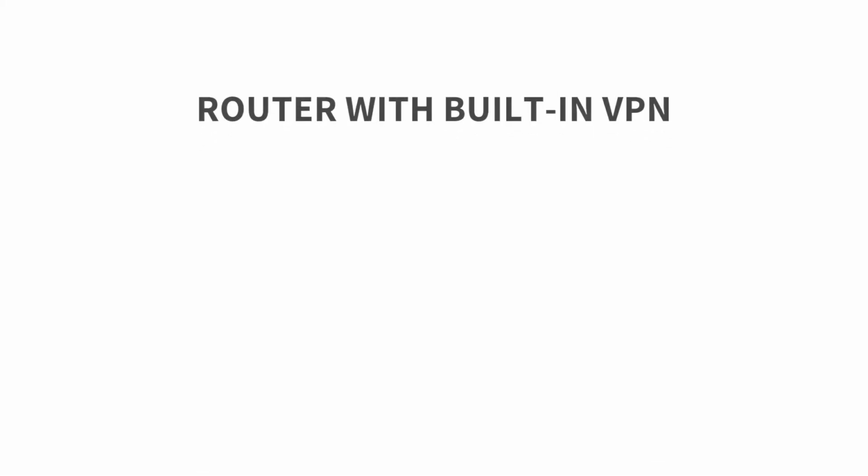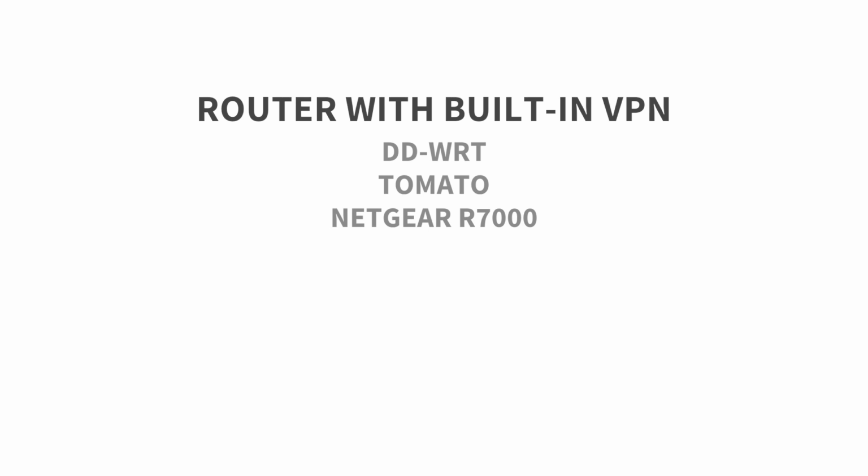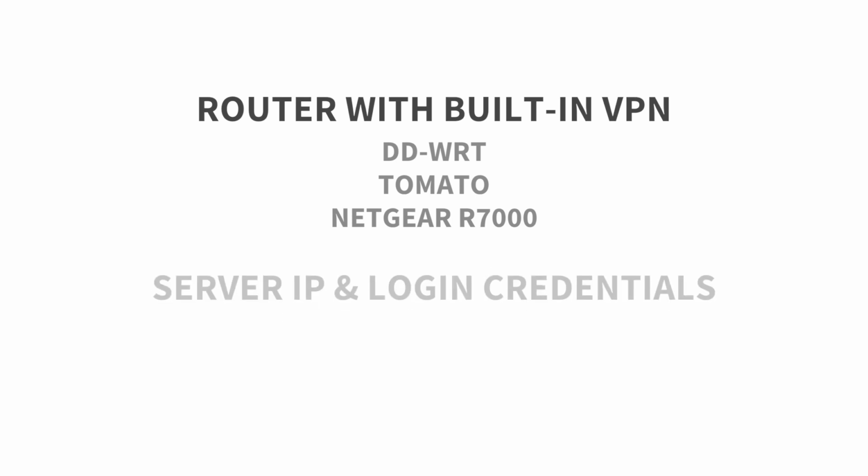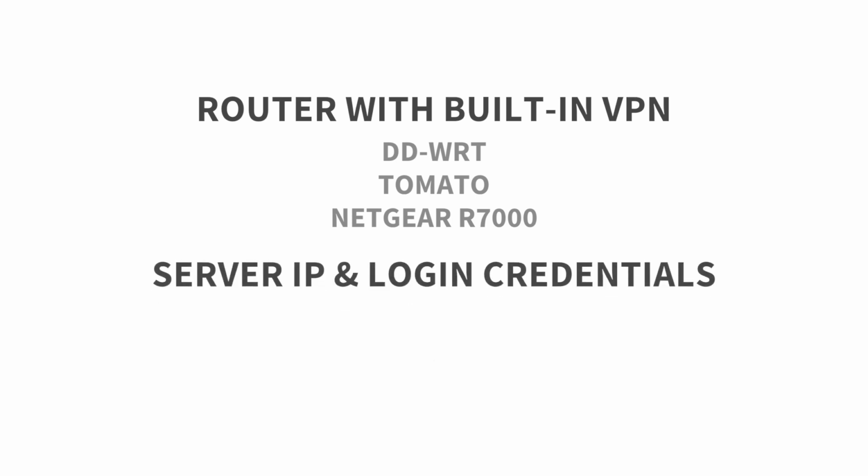Before we begin though, you need two things. One, a router with built-in VPN servers. Sadly, most routers don't support VPN by default. So instead, it's better to buy a router that supports open source firmware like DDWRT and Tomato firmware. For this instance, we'll flash DDWRT firmware on our Netgear R7000 router. To find out if your router supports DDWRT, you can take a look at the supported device list in the DDWRT website. Number two, the server IP and login credentials for your VPN server.